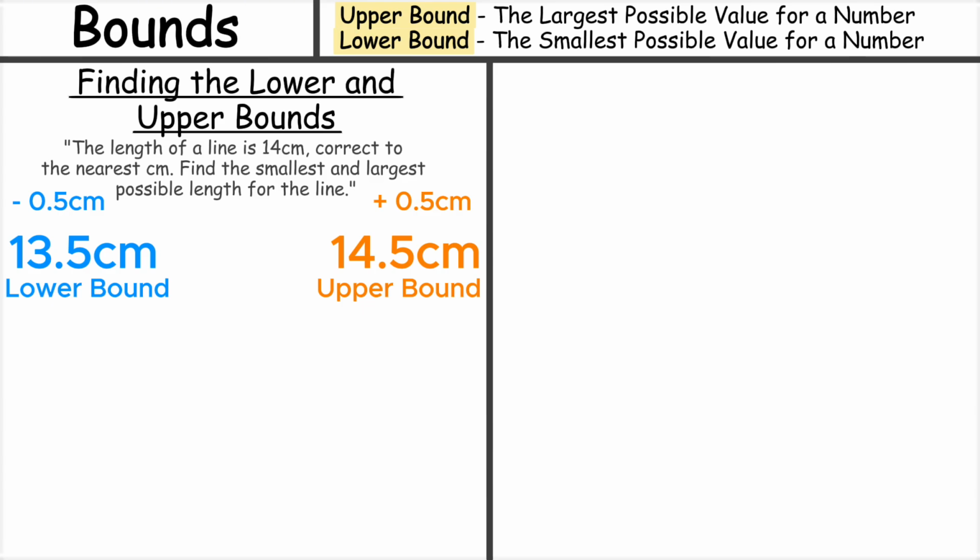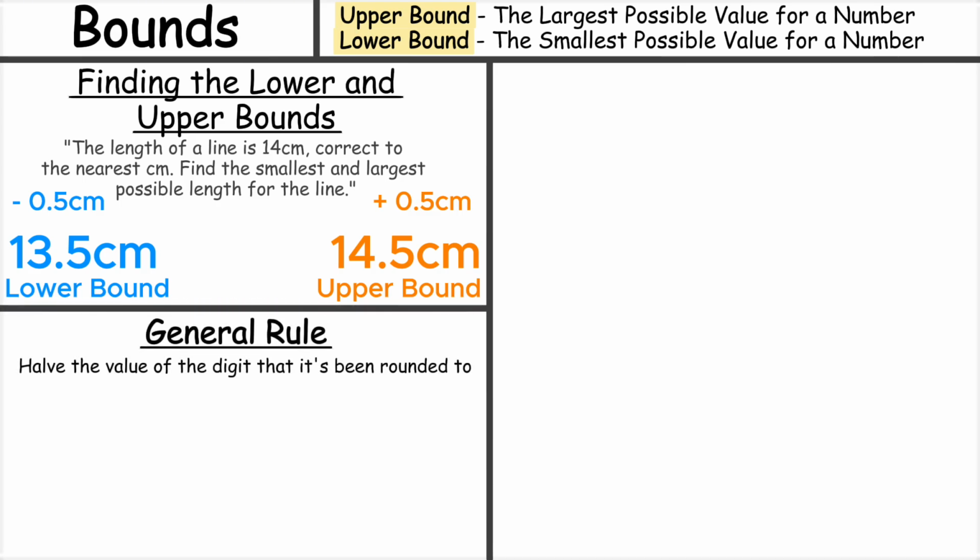Sometimes it'll be correct to a number of decimal places, or to the nearest 10, 100 or 1000. The general rule is to halve the value of the digit it has been rounded to. The lower bound is found by subtracting this halved value from the rounded number, and the upper bound is found by adding it.